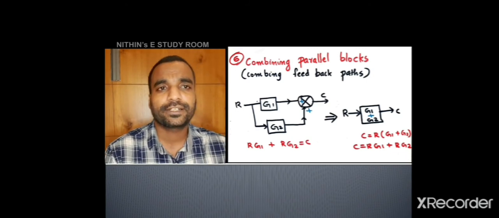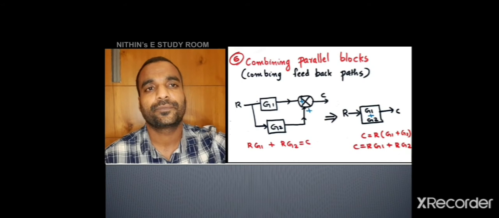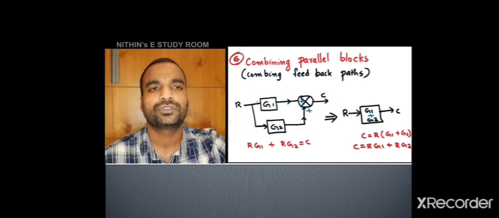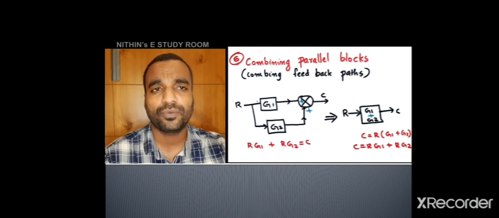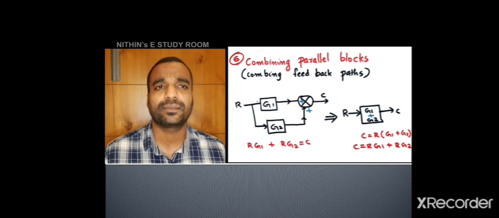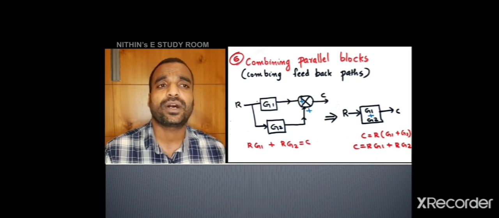Okay. So here G1 and G2, these are two forward paths and both are given to a summer block with plus polarity. So the output is R into G1 plus R into G2. So C is R into G1 plus R into G2. For simplifying that we can say R into (G1 plus G2). So you can replace the parallel drawing with a single block with the value G1 plus G2. So C is equal to R into (G1 plus G2), which is R G1 plus R G2.